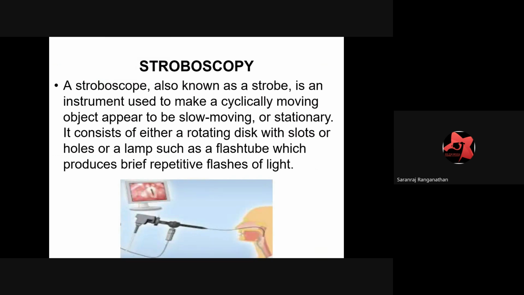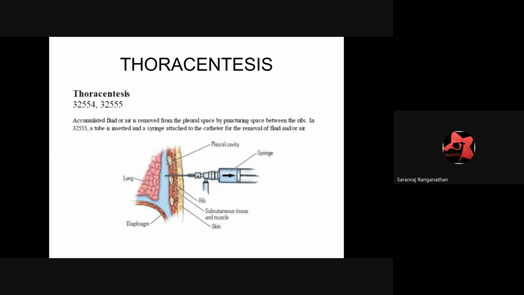Then stroboscopy. A stroboscope, also known as a strobe, is an instrument used to make a cyclically moving object appear to be slow-moving or stationary. So they will check how it is moving by using the strobe. They will check the image. In this there is a rotating disc with a slot or hole or a lamp-like structure in the tube. They insert the tube and, using that flashlight, take the image. That is stroboscopy.